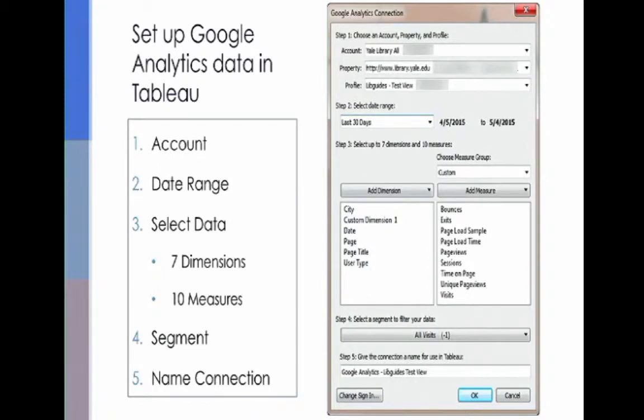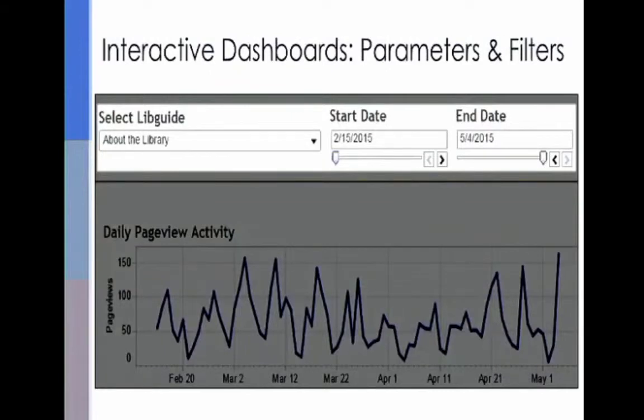You can select a segment to filter your data. This is very important from the Google Analytics side of things. There's a lot of ways you can segment your data. This dashboard is very simple, and it's basically just hits and visits. So I'm not getting really complicated there. And then I could just create a name for it, and then you can get started. At that point, you have a Google Analytics presence in Tableau, and you can start to build a report.